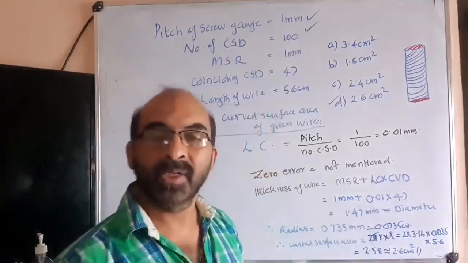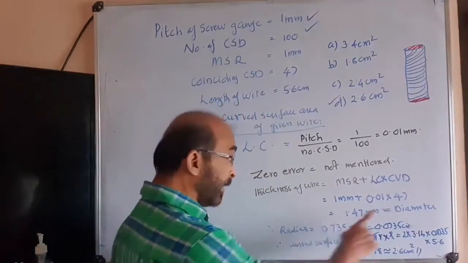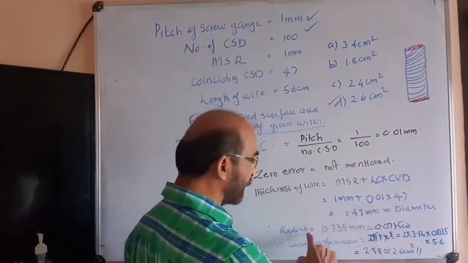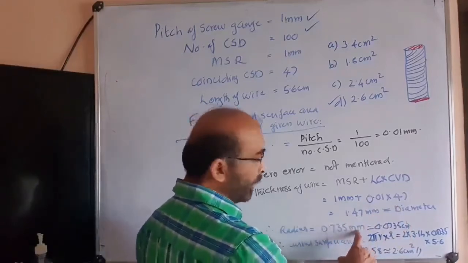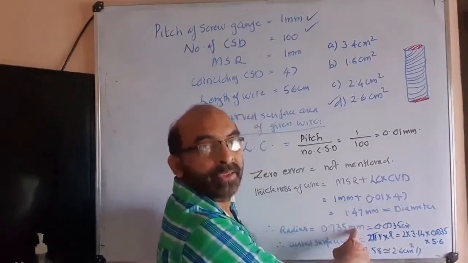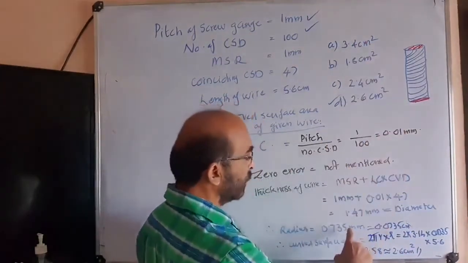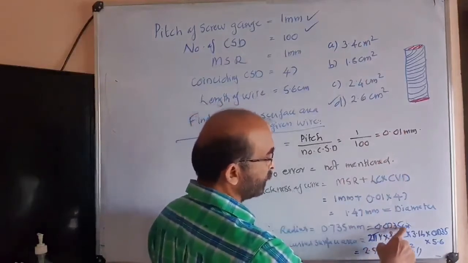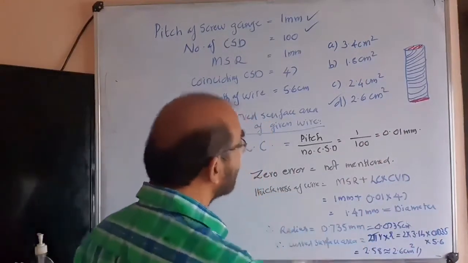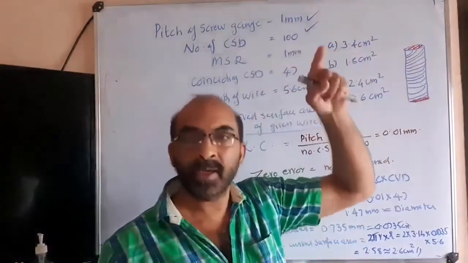Okay. Now you got the diameter. Now curved surface area. The diameter is this much, so radius is half of that, 0.735 millimeter. Okay. Now we are going to find the surface area. Surface area values are given in centimeter square, so I converted this to centimeter, 0.0735 centimeter. Now curved surface area is nothing but 2 pi r into length.